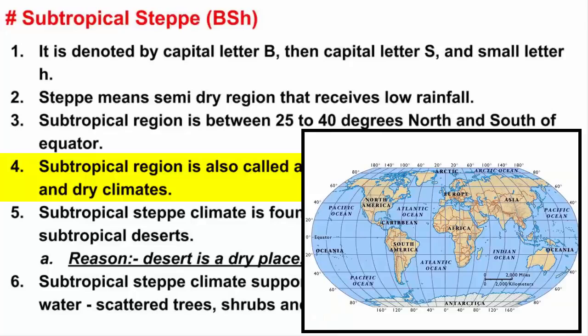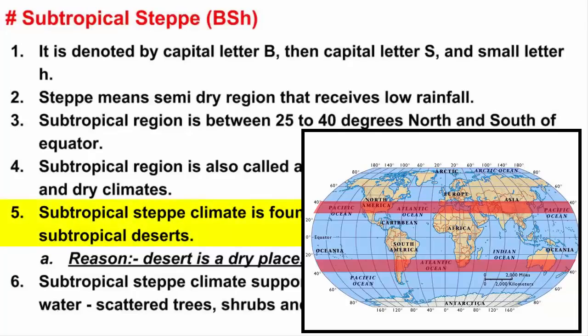So in a nutshell, subtropical steppe climate is found in between this region. I mean, in between the latitudes that you see on the world map, shaded in red color. However, do not think that all the region that exists in between this latitudinal range has subtropical steppe climate. If you want to find out the places that have subtropical steppe climate, then we need to look for places that are nearer to a desert.